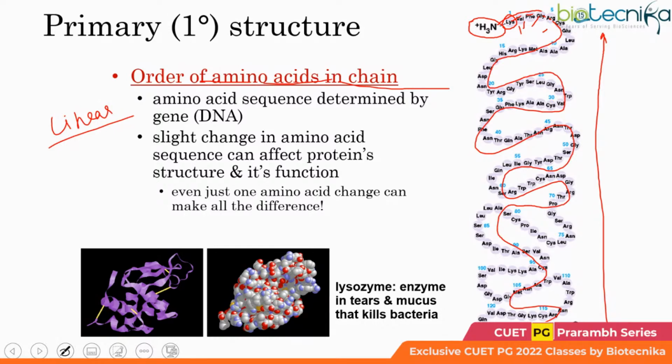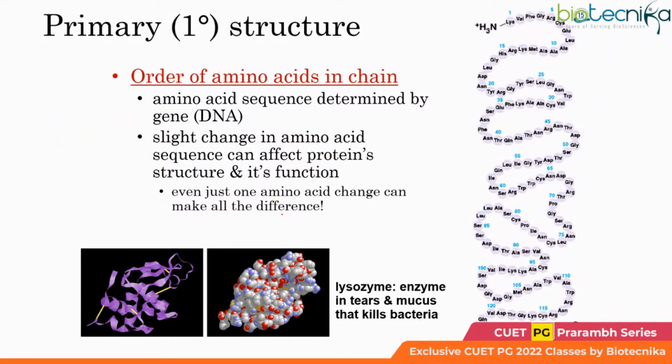Amino acid sequence, and this is nothing but what is coming from the gene, from the DNA. DNA is made into mRNA, and after splicing and all, whatever genes are present, whatever codons are there, based on that the protein will be made. Okay. A slight change in amino acid sequence can affect protein structure and its function. Even just one amino acid change can make all the difference, right? So we know how gene mutation can have an effect. So a slight, small mutation can also have a big effect on the function of the protein.